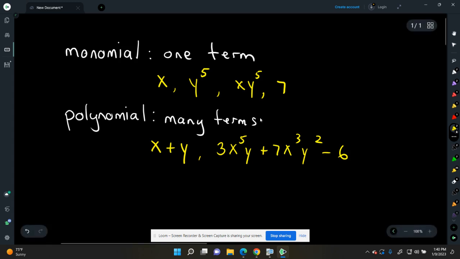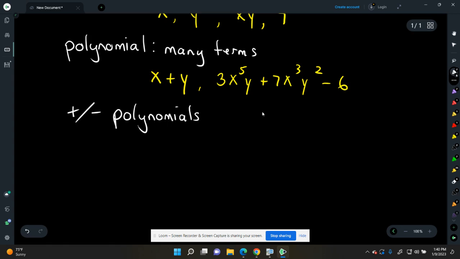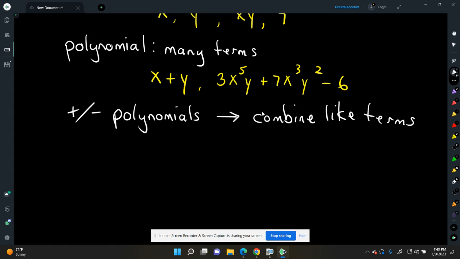So today we are going to add or subtract polynomials. In order to do that, we're going to combine like terms. Okay. Add or subtract polynomials. We're going to combine like terms. These are all things that you've heard before. Whether you've mastered it or not, I don't know, but you've heard it before. So before we can combine like terms, we have to know what a like term is.